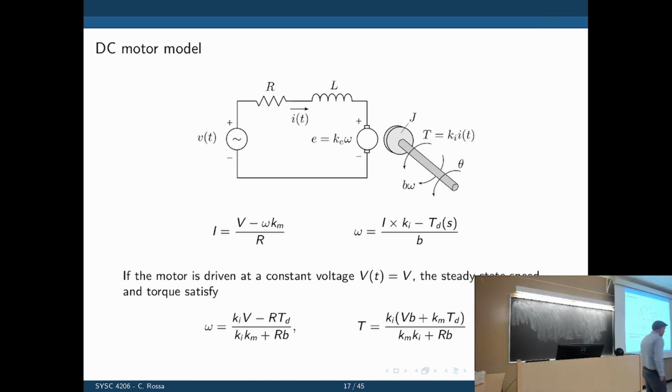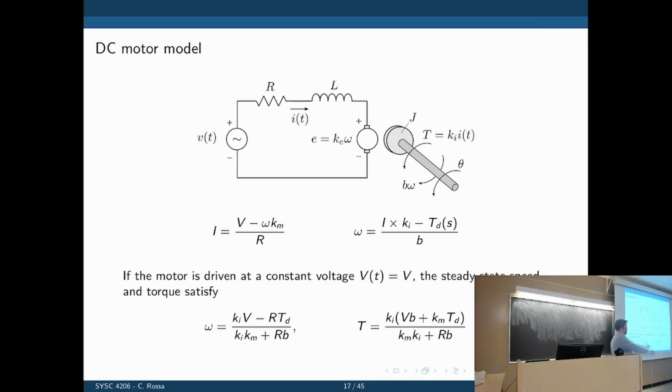Okay, so if now we take this motor and we give it a constant voltage, we can calculate the steady state speed and torque that come out of the motor. Why are we concerned with speed and torque in particular? Because that defines the power that the motor is delivering.